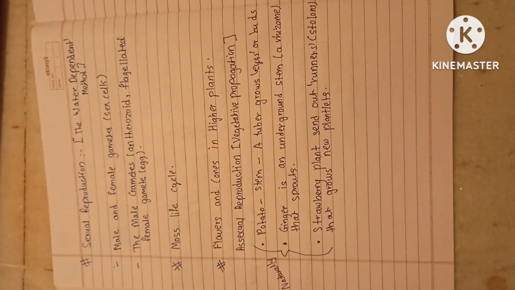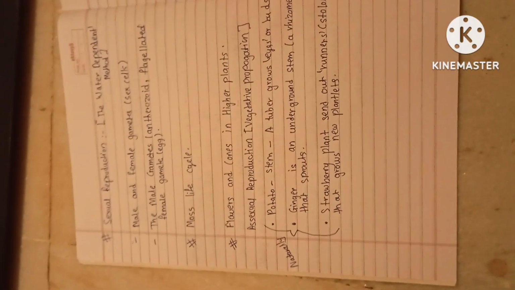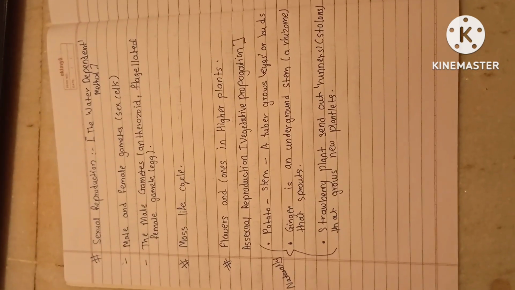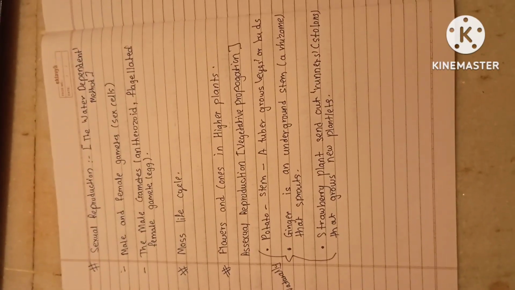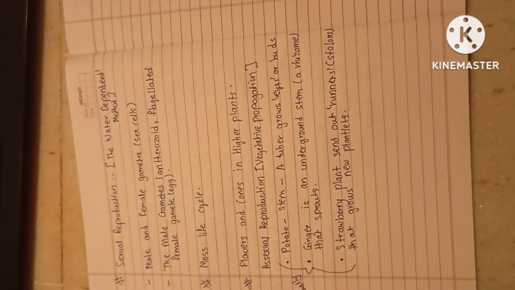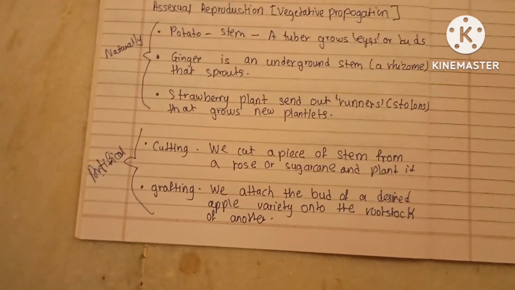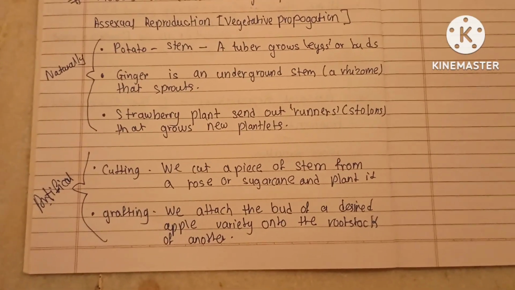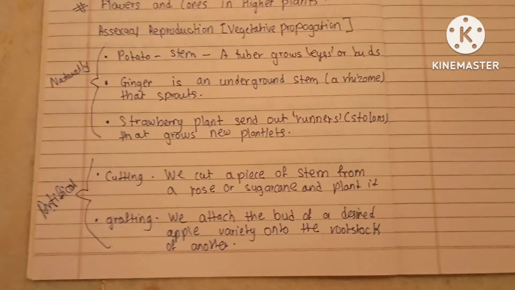Next is grafting. Okay, we attach the buds of a desired apple variety on the rootstock of another. I will give you some best examples. So I will give a grafting example in the notes. So this is to differentiate how vegetative propagation is done naturally and artificially. This is mainly asked in NEET also. Please underline and mark them.